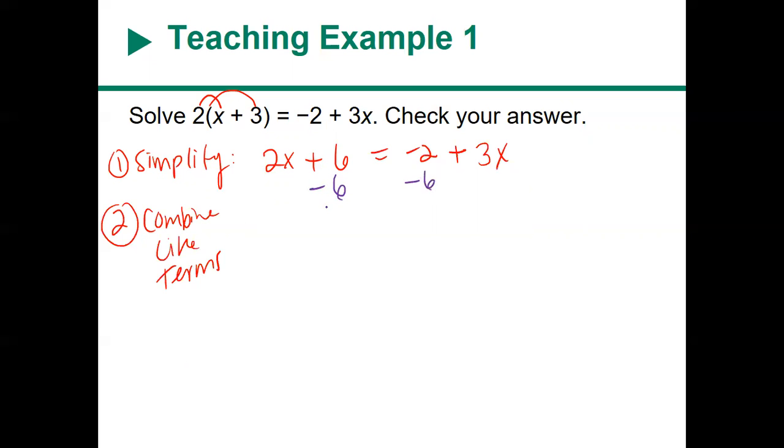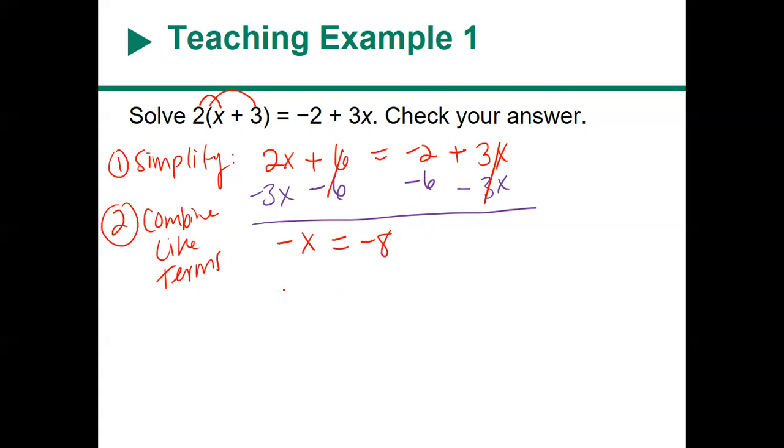So I'm going to move this constant, and since it's a positive, I'm going to make it a negative. And I'm going to move this variable. Since it's a positive, I'm going to make it a negative. Do we see what happened? Okay, so I'm moving them. And because it's not on the same side, the inverse operation takes place. So I have 2x and -3x makes -x, plus 6 and -6 goes away. -2 and -6 becomes -8, and 3x and -3x go away.